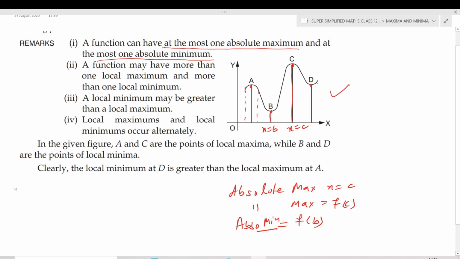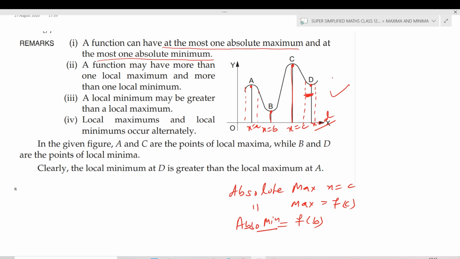Now we can see D is the point of minima, but it is also a local minimum. As A is the point of local maxima, it means the maximum value of the function is attained by A in its small neighborhood. Similarly, D is the point of local minima. That means minimum value is attained by the function at the point x equal to D in this small neighborhood. We are not comparing here the values of the functions at x equal to A and D with the other values. We are considering their small neighborhood.